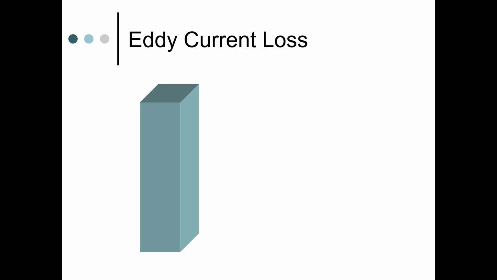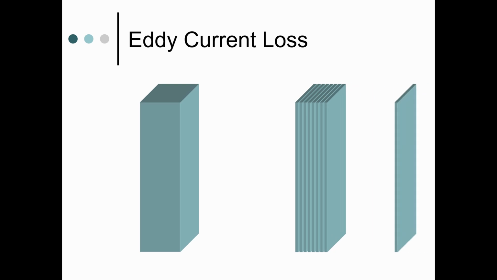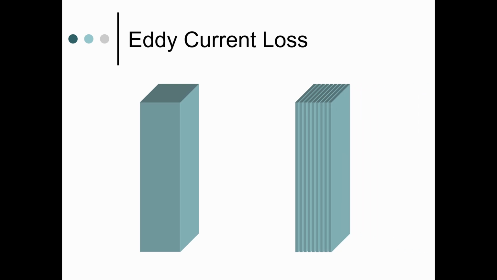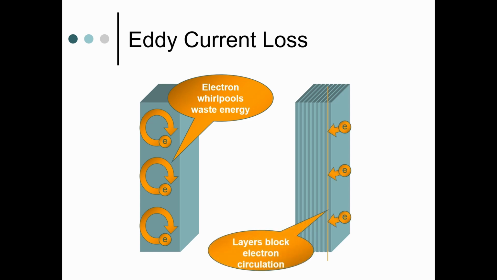A simple design change in the construction of a transformer's core can minimize eddy current loss. Instead of making the core from a solid block of metal, we construct it from a series of thin metal plates or laminations separated by insulating material. In the large block-type core transformer, electrons are free to circulate. Constructing the core from thin laminations provides a physical barrier to this circulation, and the whirlpools are less able to form, reducing energy loss due to eddy currents.